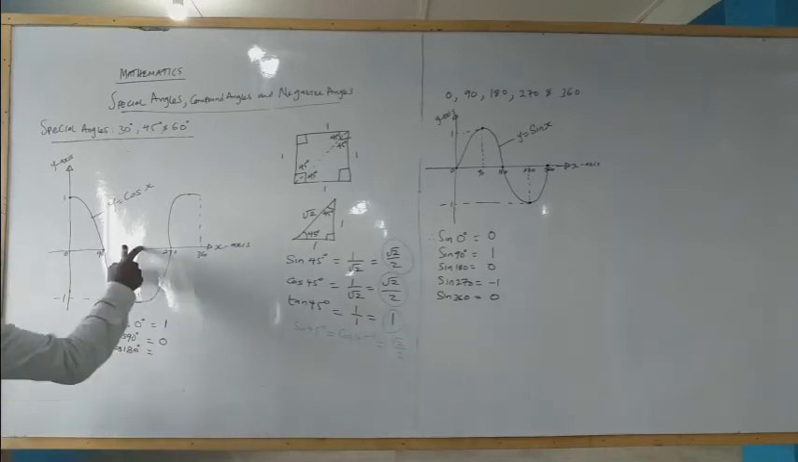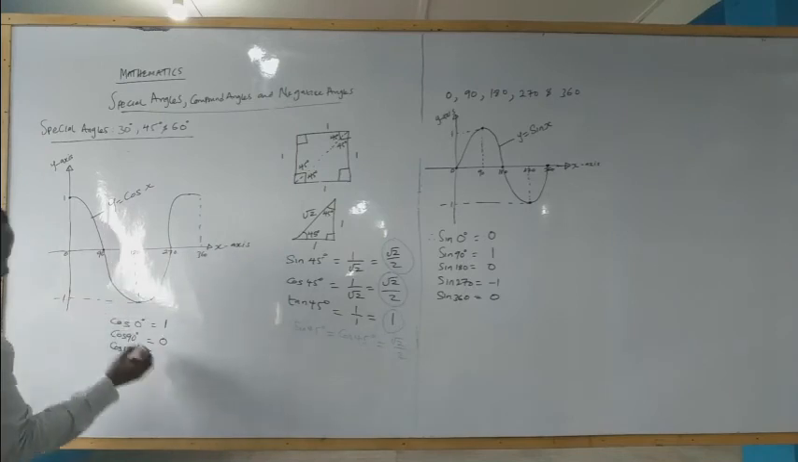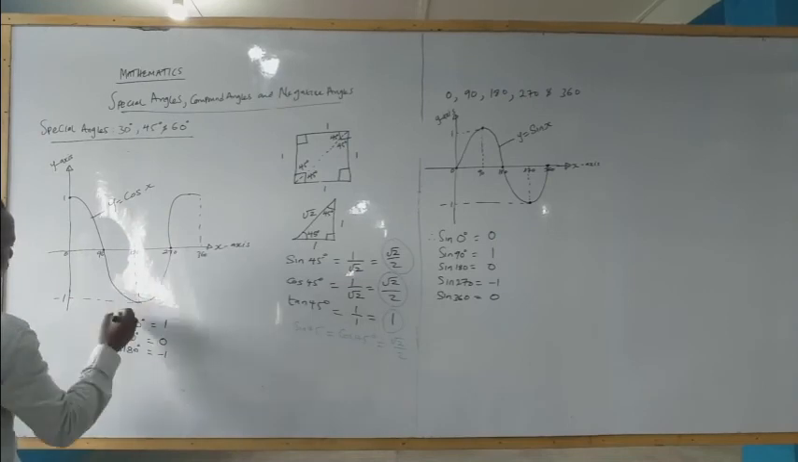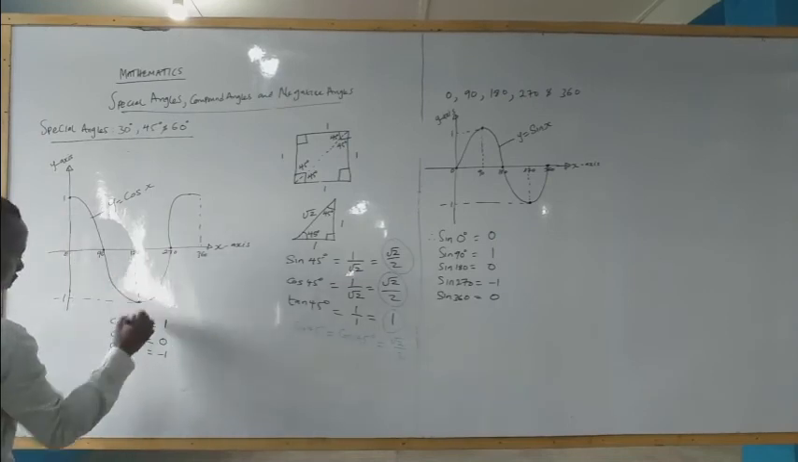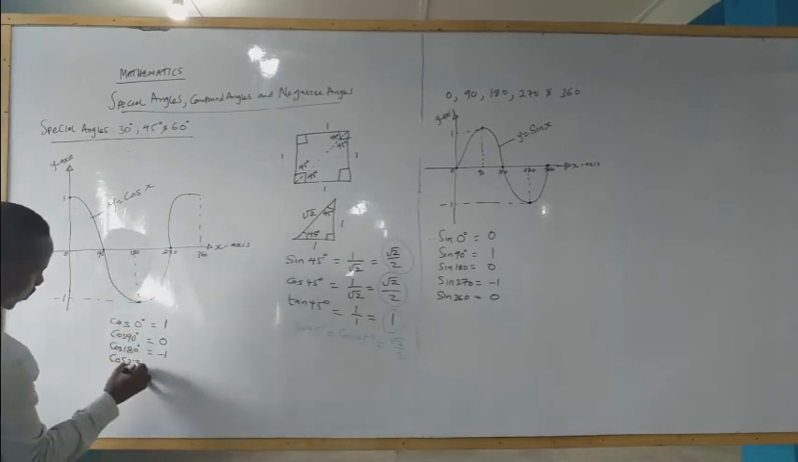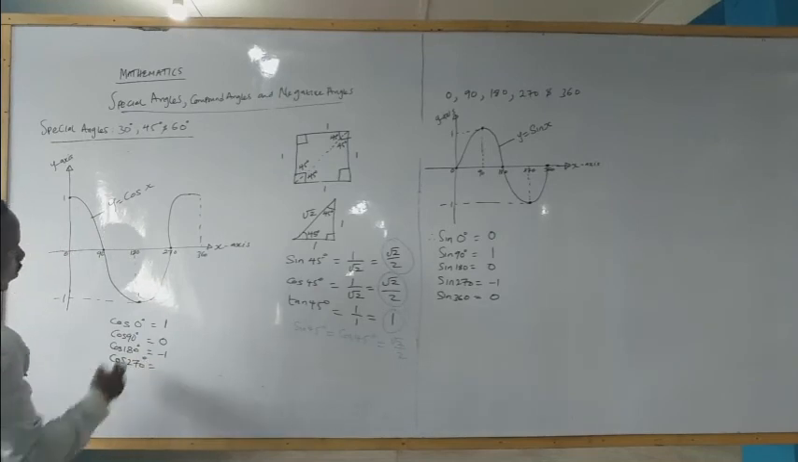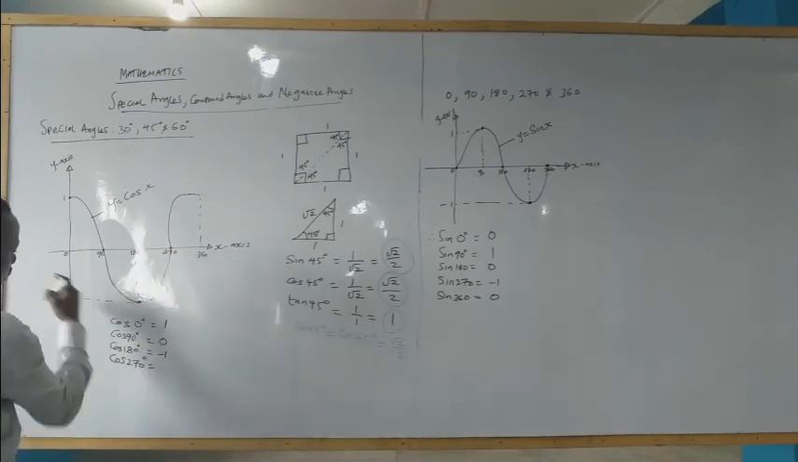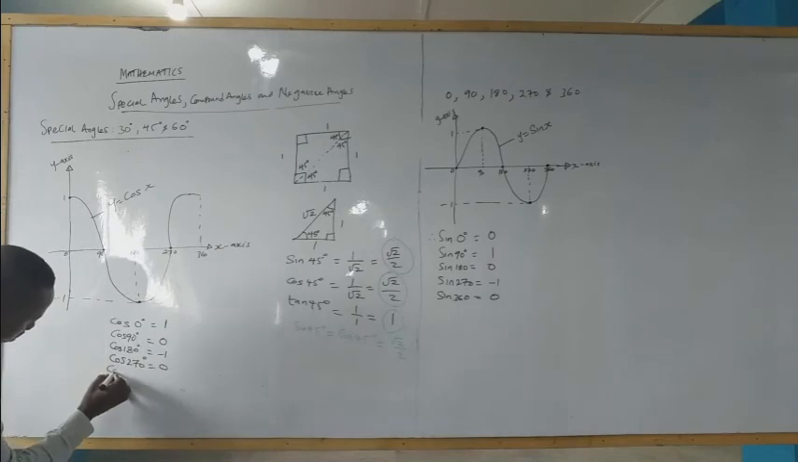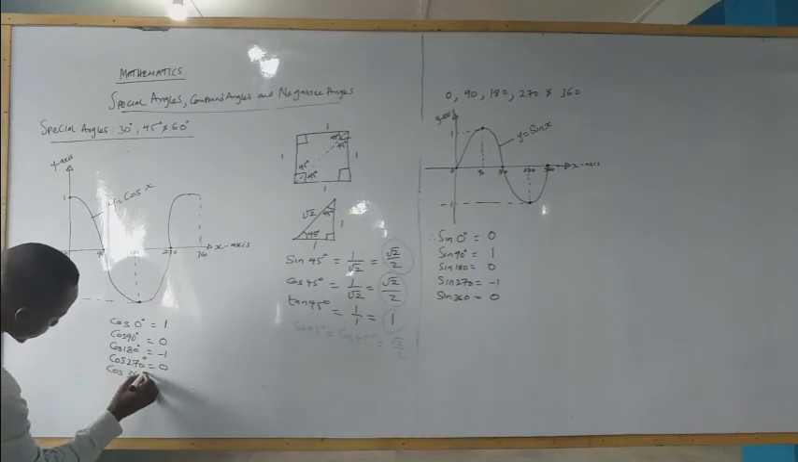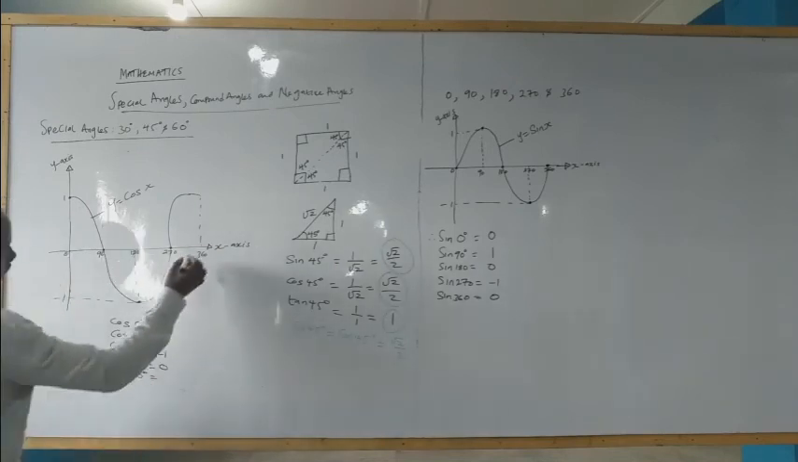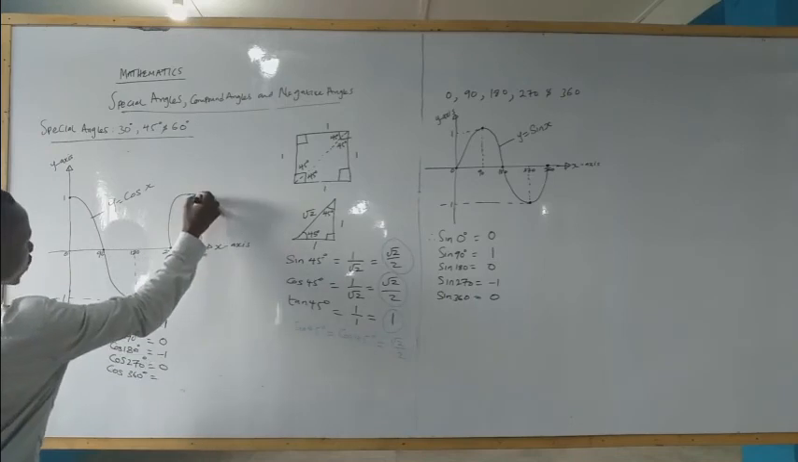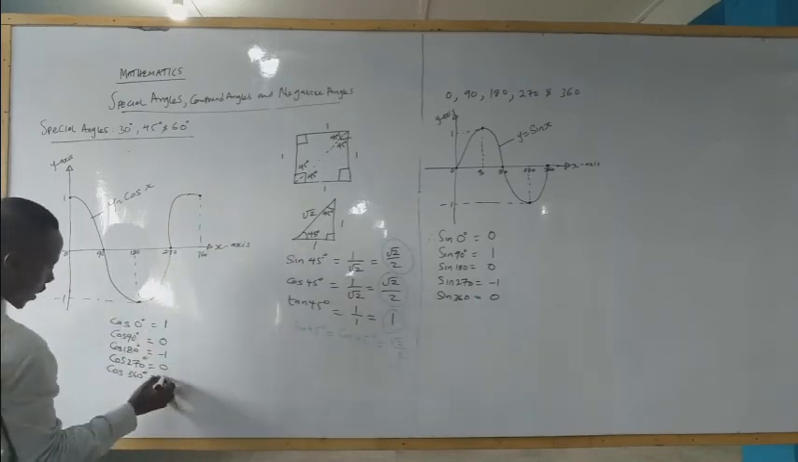When x is equal to 180, what is y? Y is equal to minus 1. Cos 270. When x is equal to 270, y is equal to 0. And cos 360. When x equals 360, y is equal to 1. So we have 1.